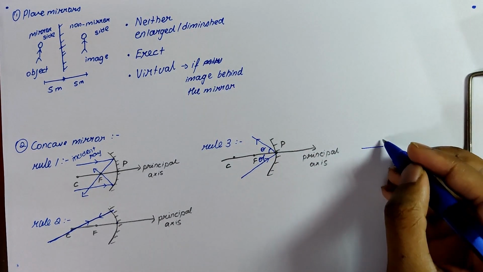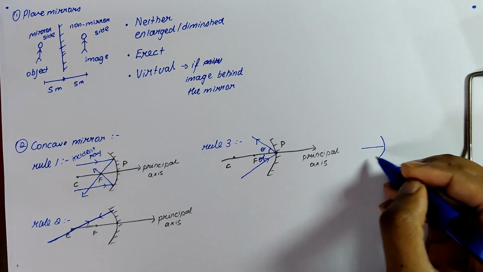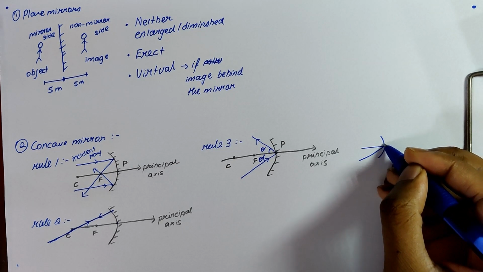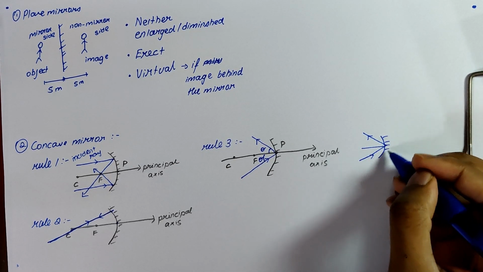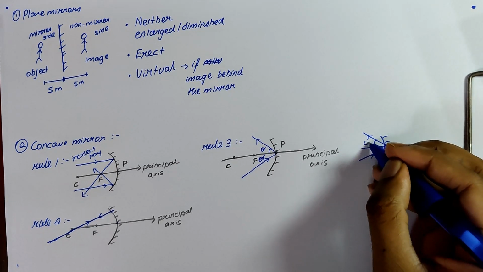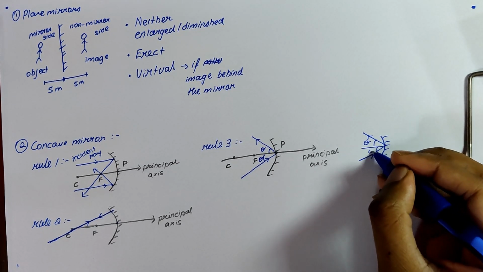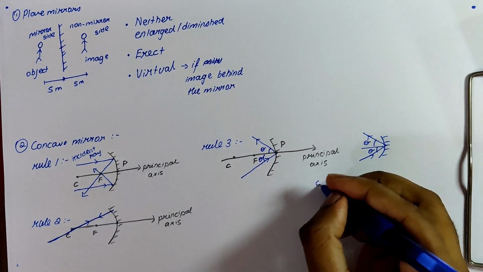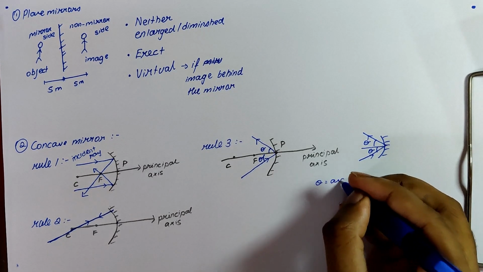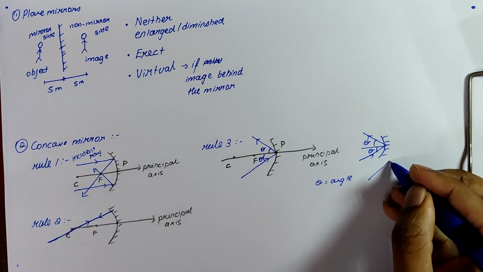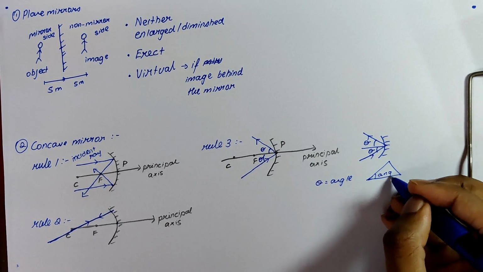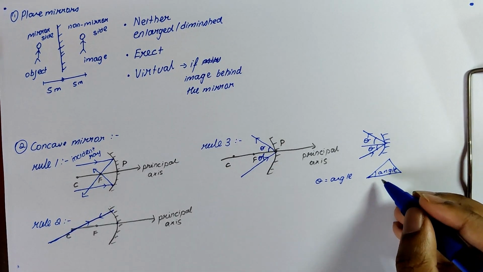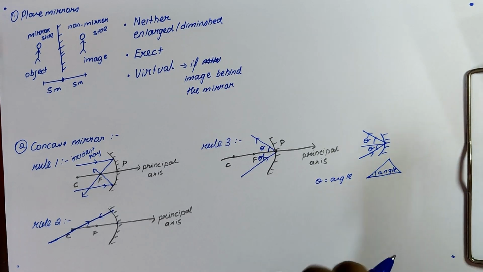So let me draw this a bit more clearly. You get that light ray and you get that light ray. So it shows like this. This is theta. This will also be theta. By the way, theta is the angle. You know those triangles you will be shown. This is an angle. That small thing is called an angle.